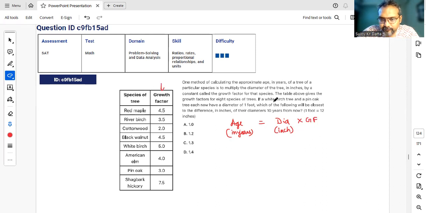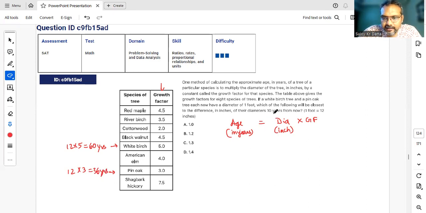Now it says that you have a white birch tree, so that's this one, and a pin oak tree, so that's this one. Their growth factors are given. Their diameters are 1 foot, but then we need inches. So for the white birch, 1 foot means 12 inches. So this age would be 12 times 5, that's 60 years. And the pin oak would be again 12 inches, 1 foot, times 3, 36 years.